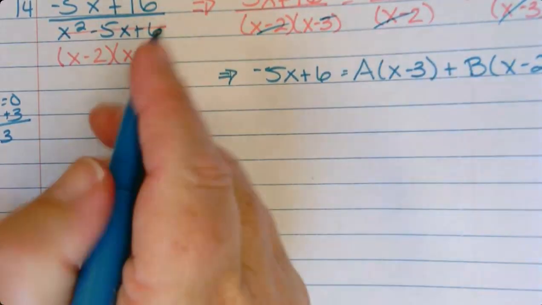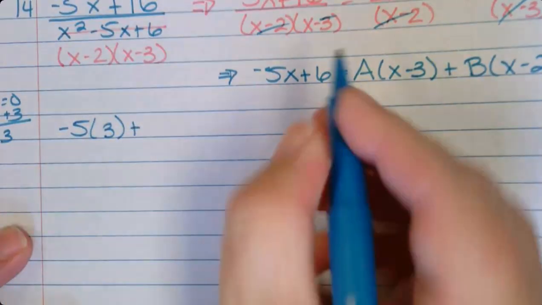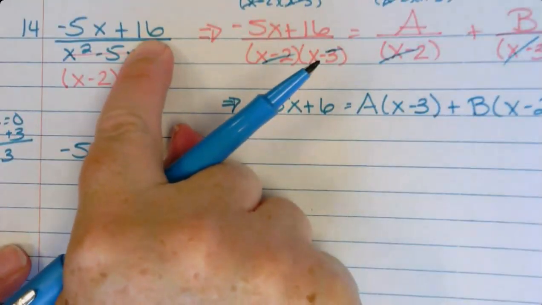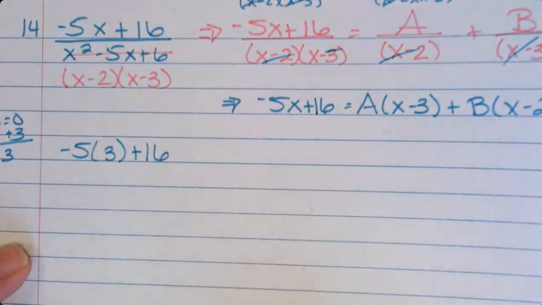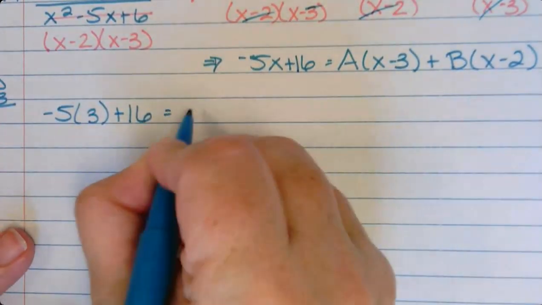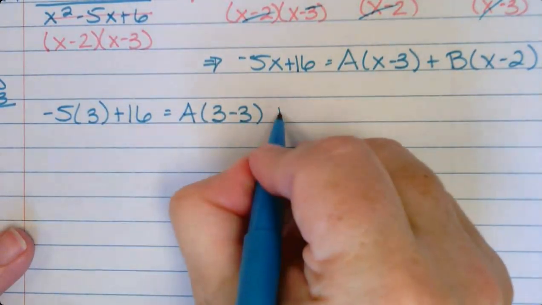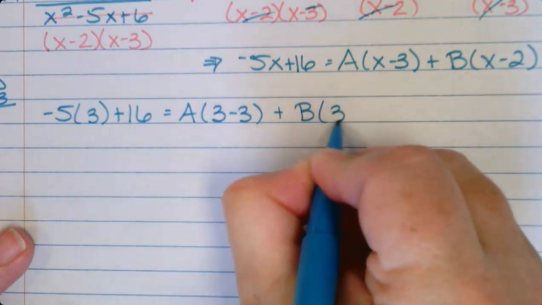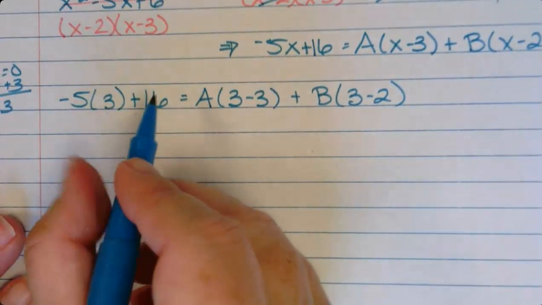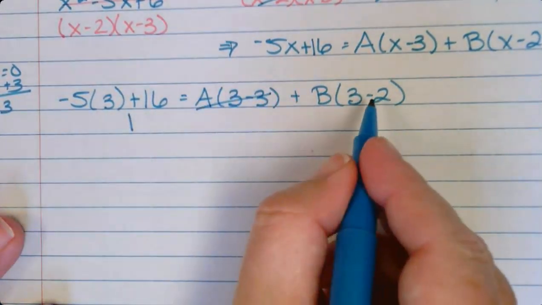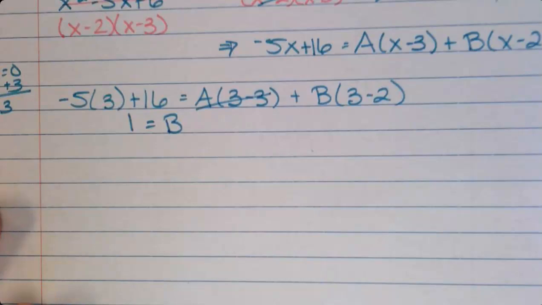Plug it in to all the x's. So negative 5 times 3. Ooh, I almost made a boo-boo. That's 16, right? Ooh, that would have been bad. Equals a times 3 minus 3 plus b times 3 minus 2. So negative 15 plus 16 is 1. A cancels, equals 1b, or just b.